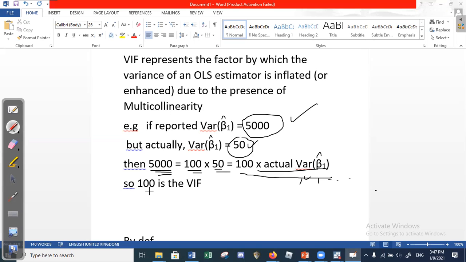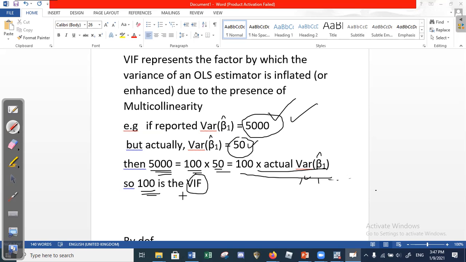So we say that this 100 is basically the VIF, the variance inflation factor. We say that the actual variance of beta 1 hat has been inflated by a factor of 100, which means what you have got is actually an inflated variance. How much has it been inflated? You can say by a factor of 100. So it is 100 times more as compared to the original one.